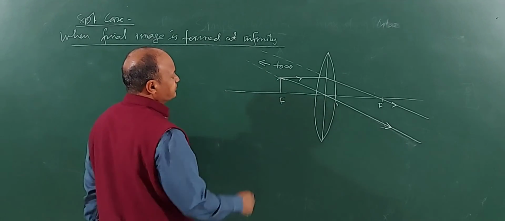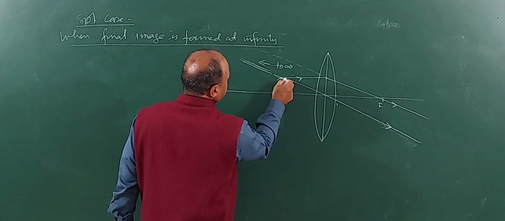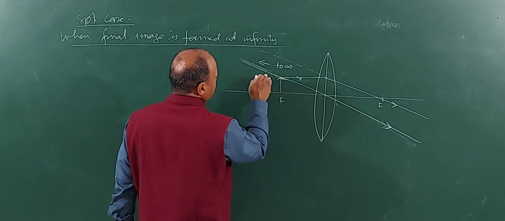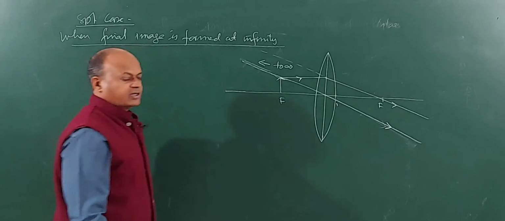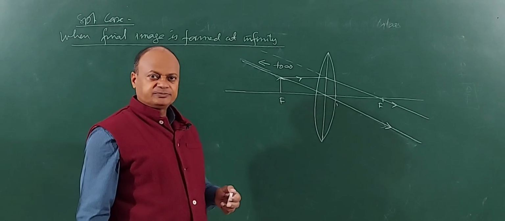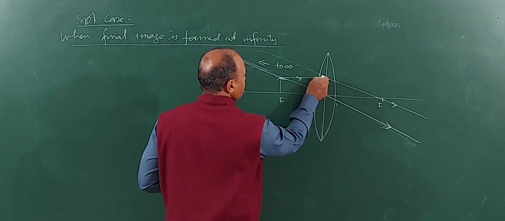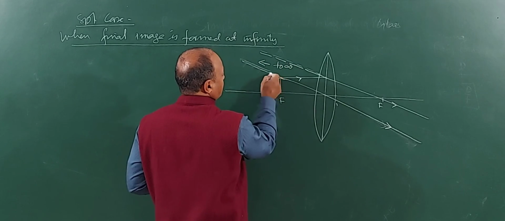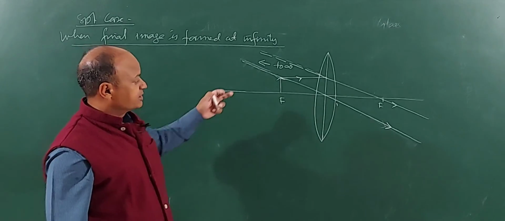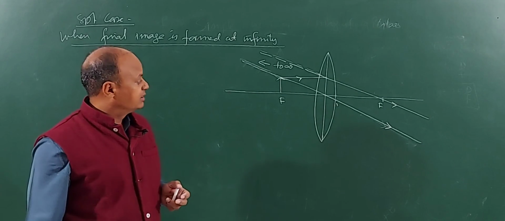So we say that whenever the object is placed at the focus, then the final image is formed at what? Infinity. This image will be virtual, upright and highly magnified. Okay. So you can see that if I am extending these two rays backwards, they are meeting at infinity. In fact, they will never meet, but you are just assuming they will meet at infinity, and the image will be virtual, upright and highly magnified.